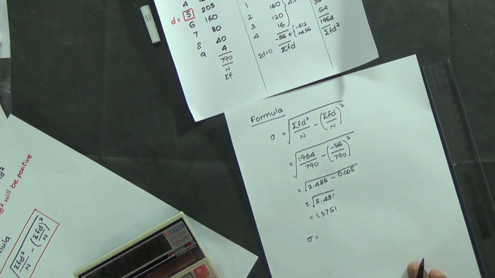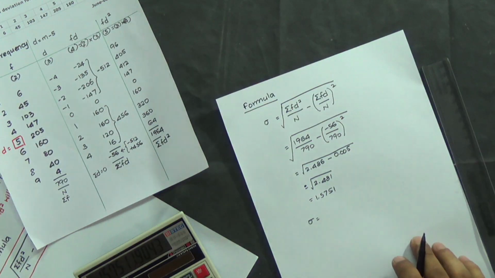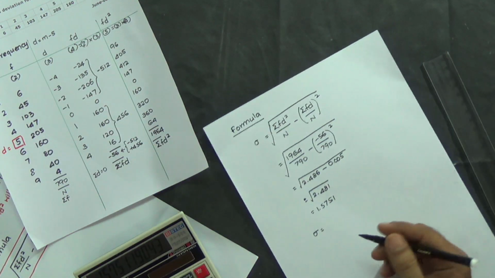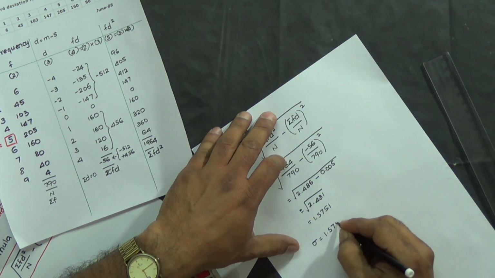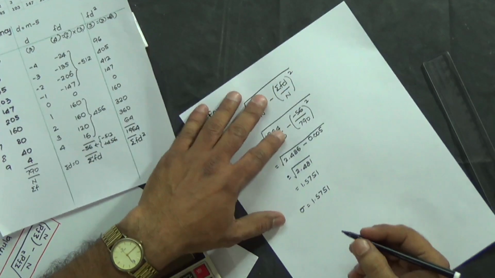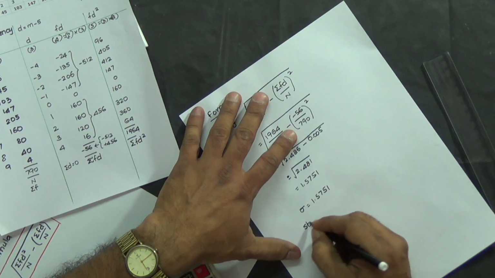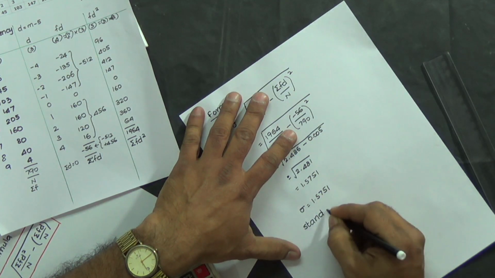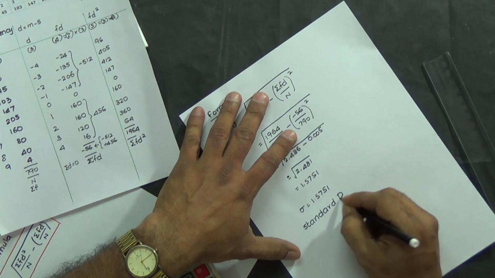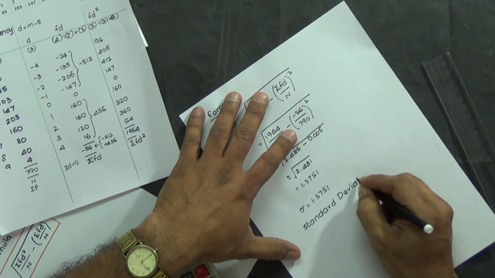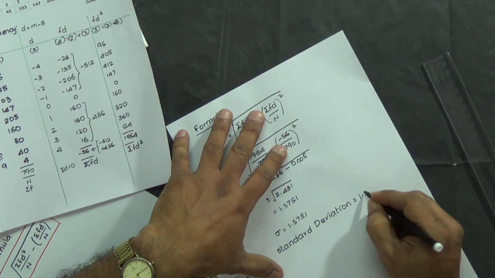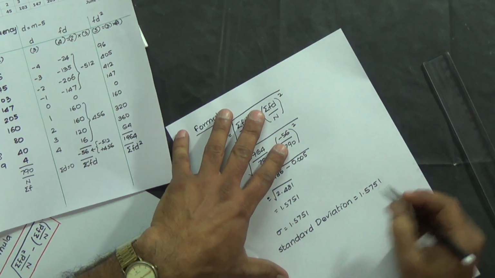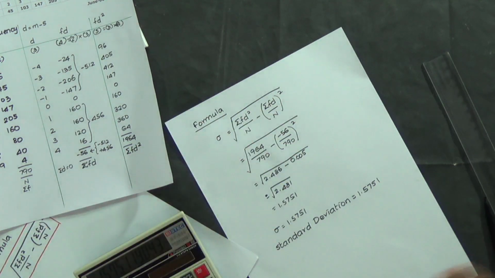Always after having solved the problem, please put this answer in a bigger font. Standard deviation is equal to 1.5751. Write the answer in sentence form. Standard deviation is equal to 1.5751 and put this in a box, preferably in some other color.